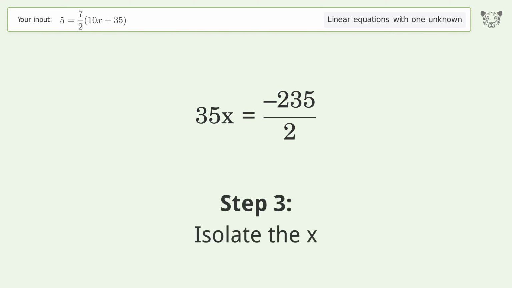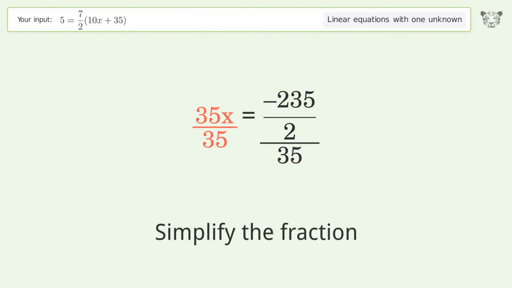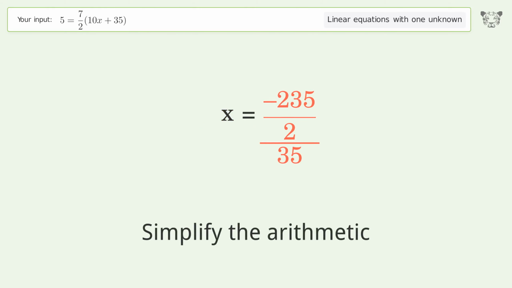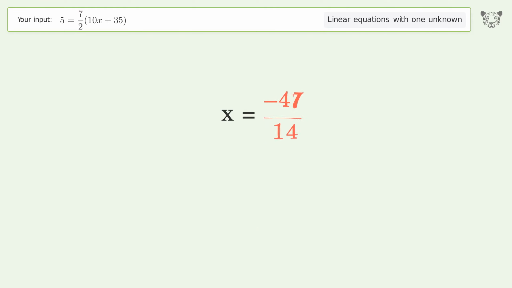Isolate the x. Divide both sides by 35. Simplify the fraction. Simplify the arithmetic. And so the final result is x equals -47/14.